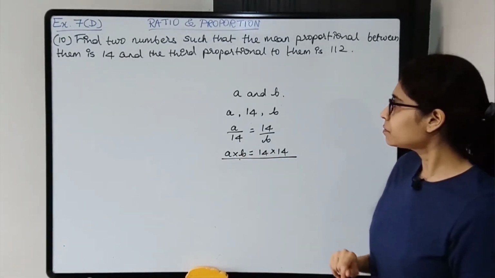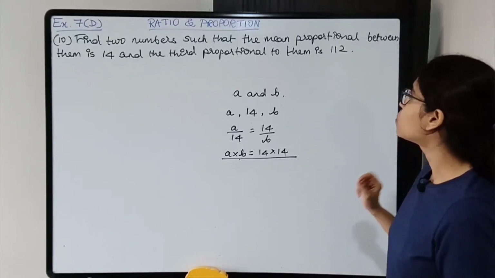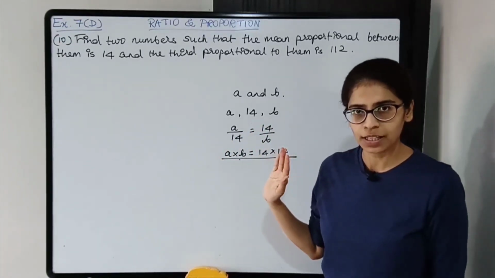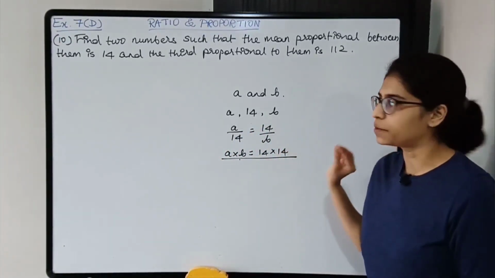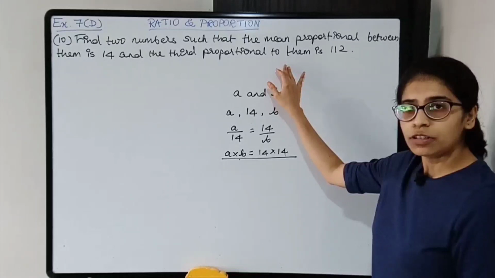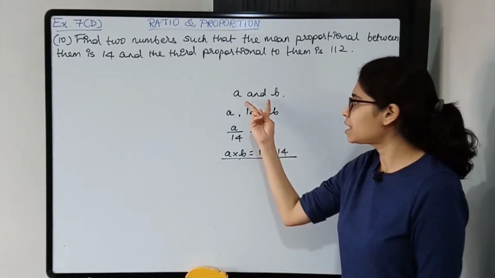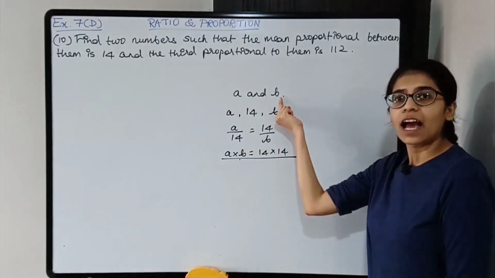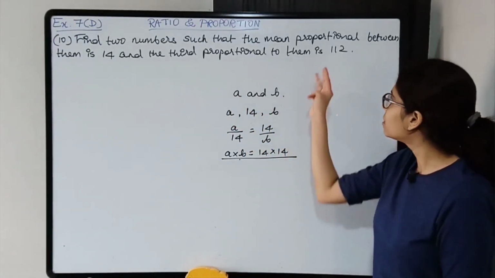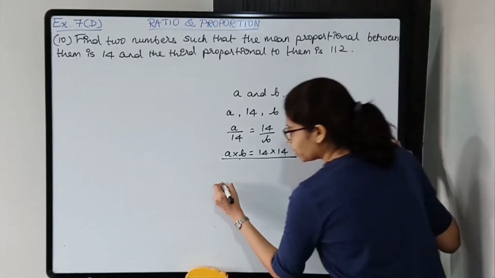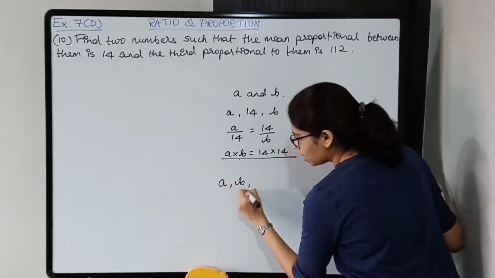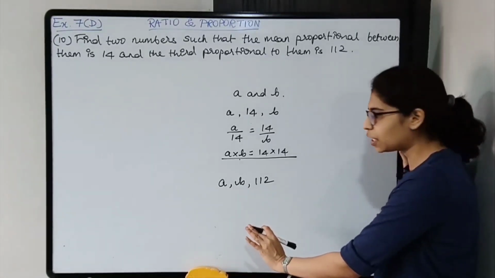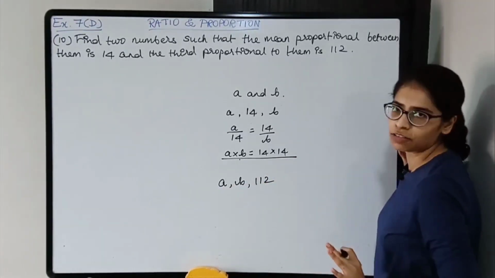Now the third proportional to them is 112. So this is altogether a different condition. You don't have to relate 14 over here. The third proportional to the two numbers a and b: a is first, b is second, and the third proportional is 112. So a, b and 112. Here you will not consider 14. We are talking only about the two numbers and 112.